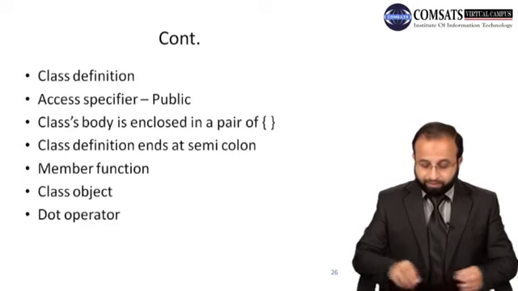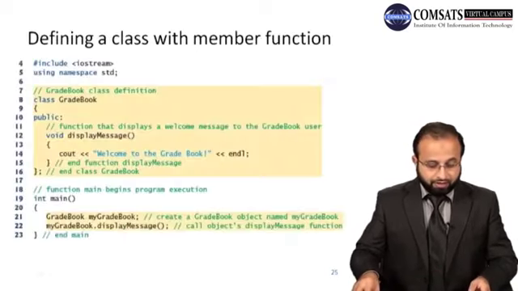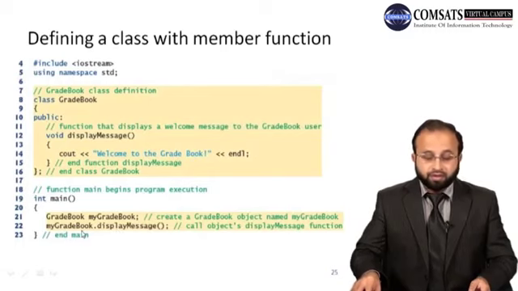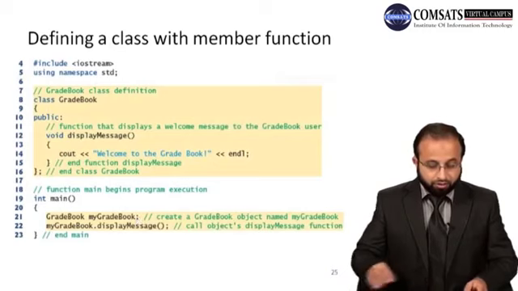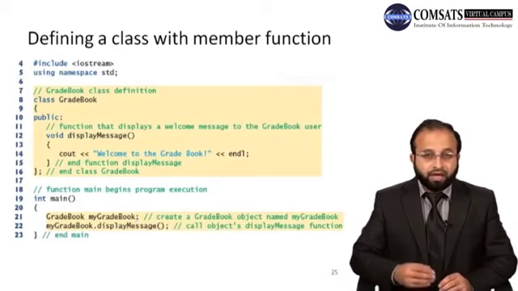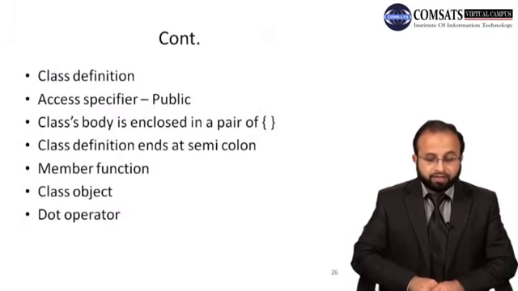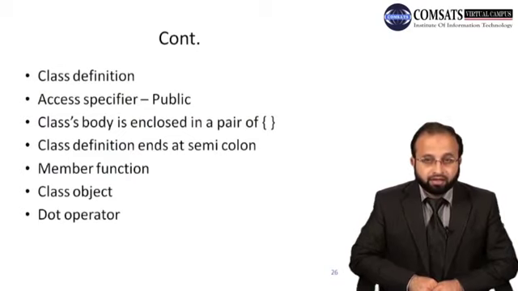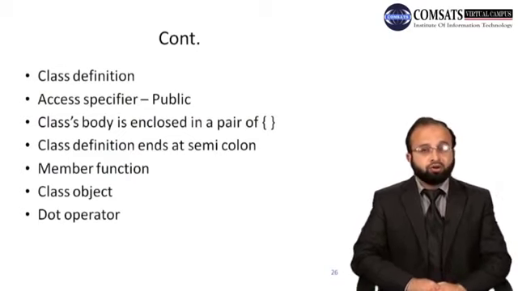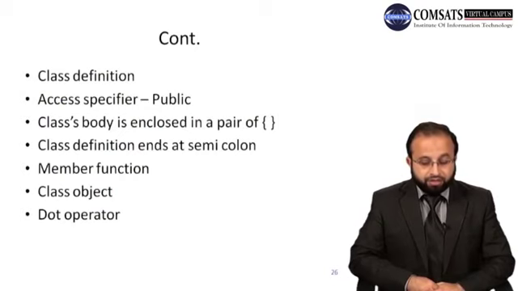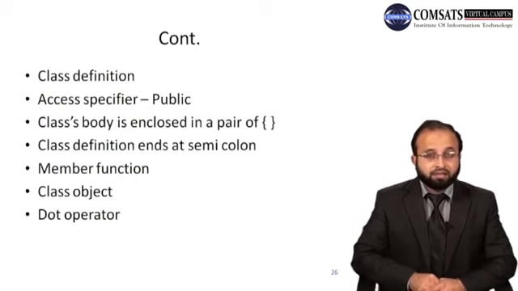And this is what we have seen in the previous slide. Let me show you again that you are accessing this displayMessage function using the object myGradeBook. So let's say we have another object myGradeBook, and then another object myGradeBook1. You can call the displayMessage function with any of these objects, right? And then we have seen that the class body is enclosed in a pair of curly brackets, opening and closing, same as a function, and the class definition ends with a semicolon.